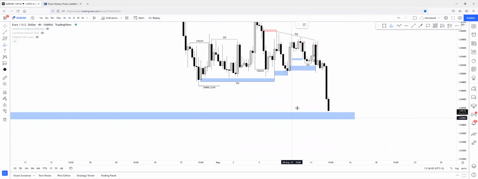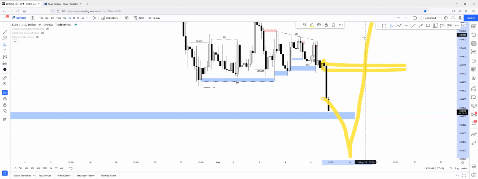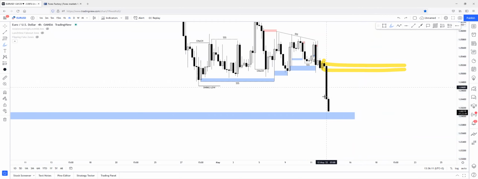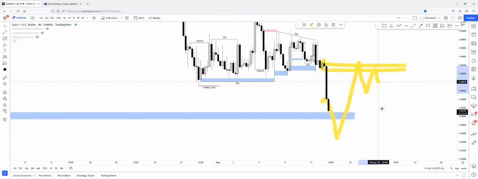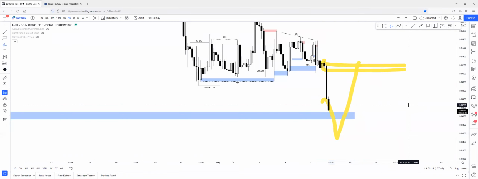So if price breaks below this low point without any trouble, and if it can't reverse on this 4-hour zone, then the upper pullback will happen to some upper supply areas. But if price can reverse on this supply zone and create another change of character right here, then the cancellation will happen, because the structure looks like this on the 4-hour chart.